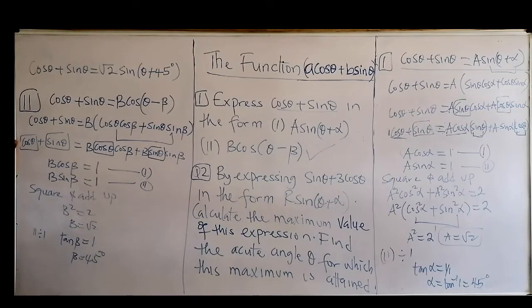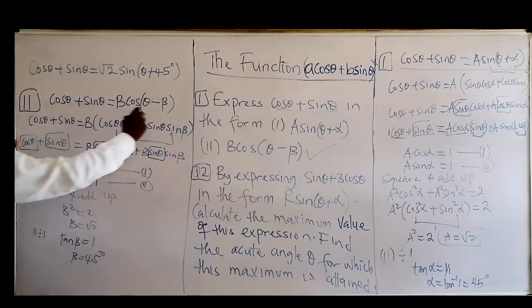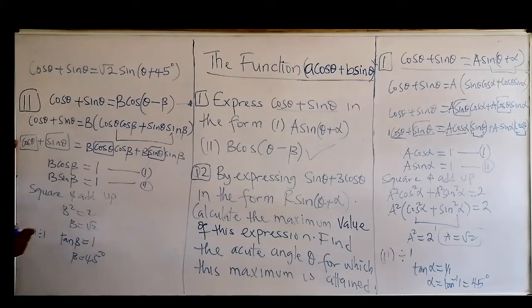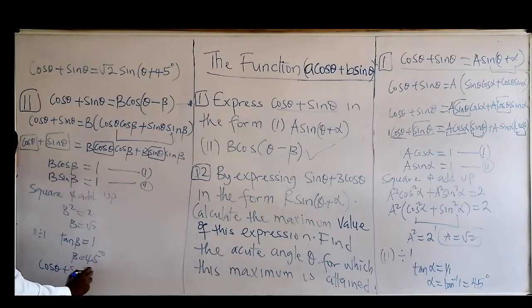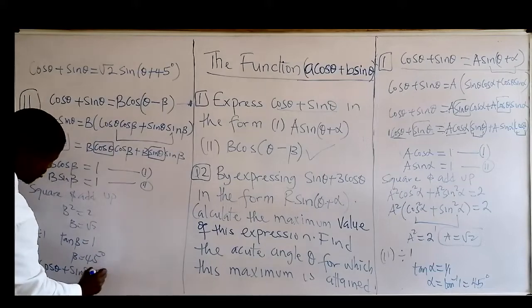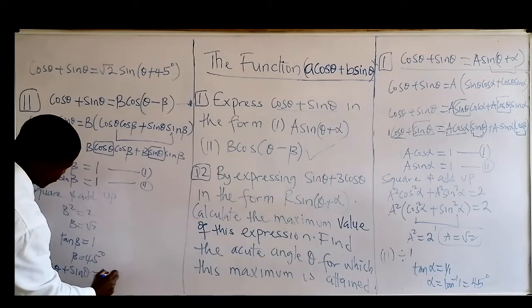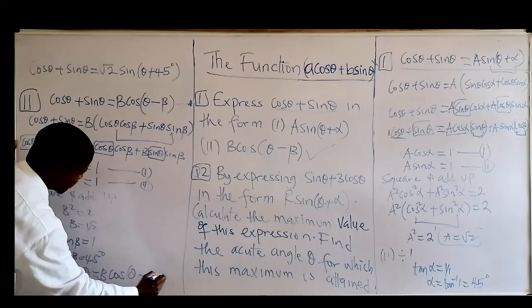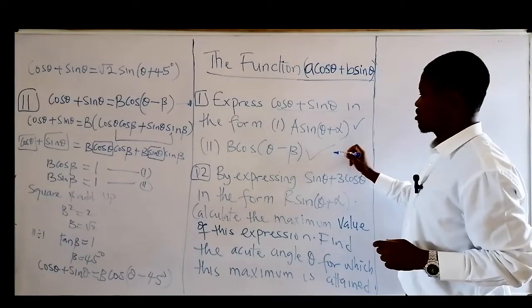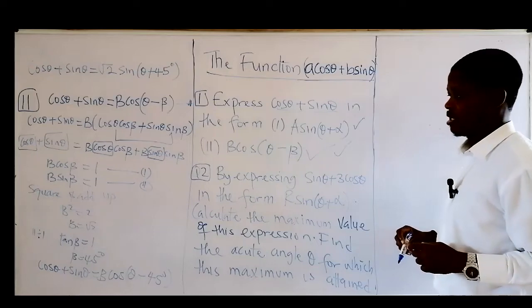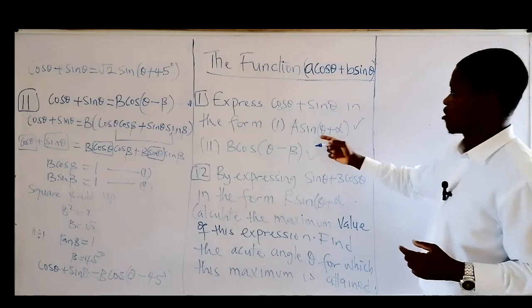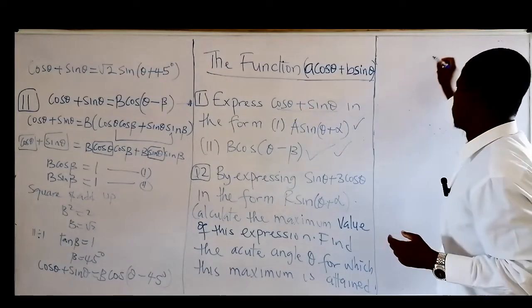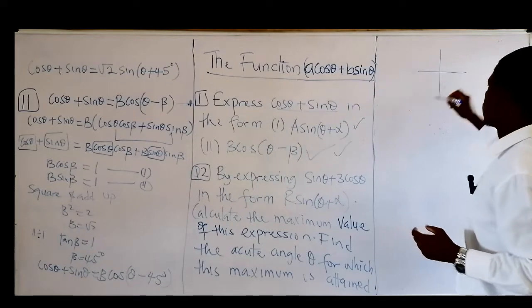Once you've gotten that value, you come back to this equation and make your substitutions. That will be cos theta plus sine theta equals b cos(theta minus 45 degrees). Now let's get the quadrant in which the angle falls. You can draw it out.